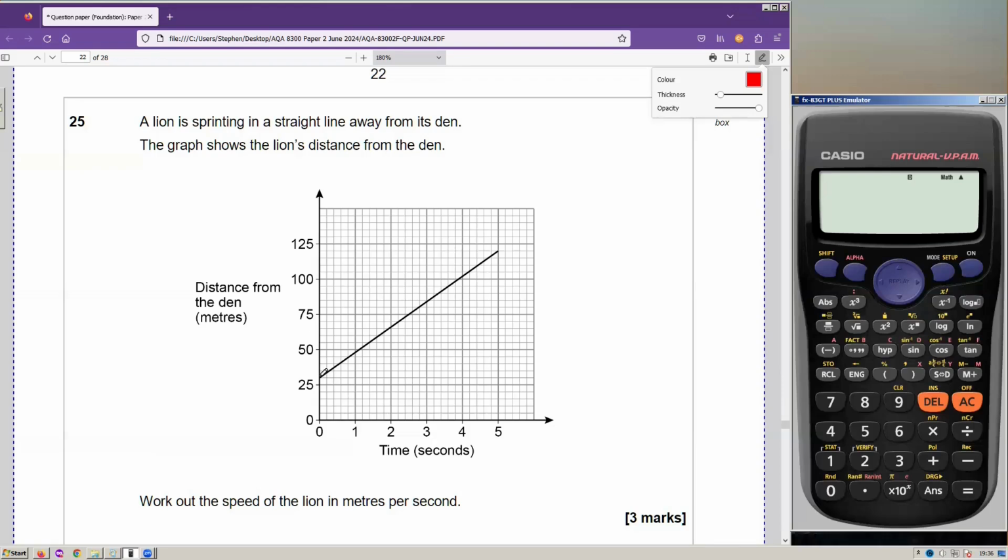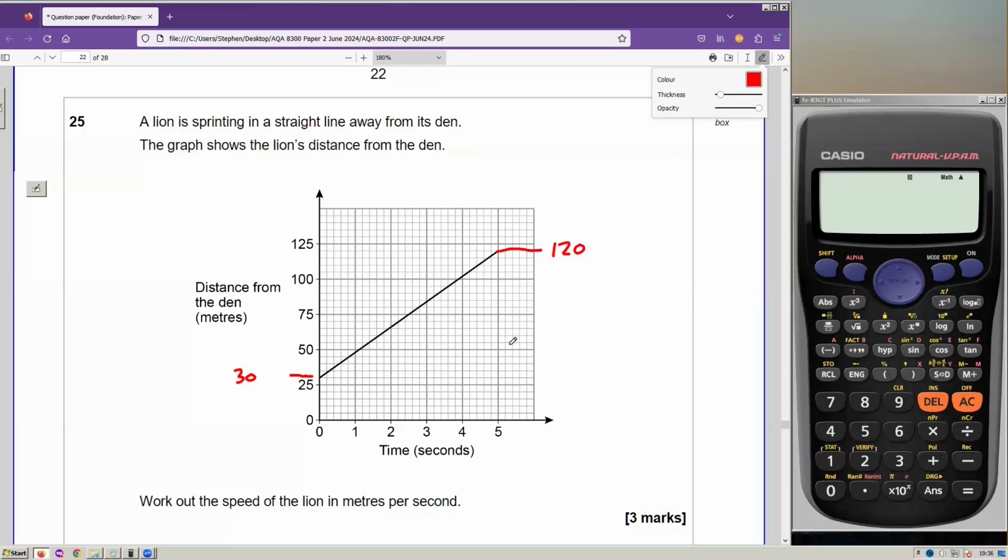Well, he's starting here at, this is 25. I think it's going up in 5, 5, 10, 15, 20, yes, to 50. So this point here is 30. And this point here is 120. Okay.